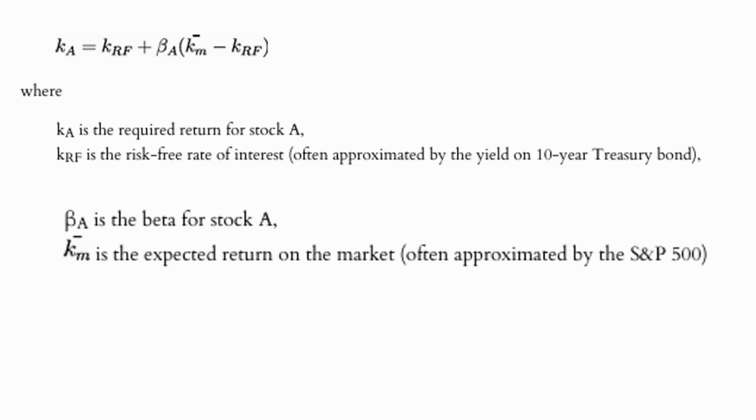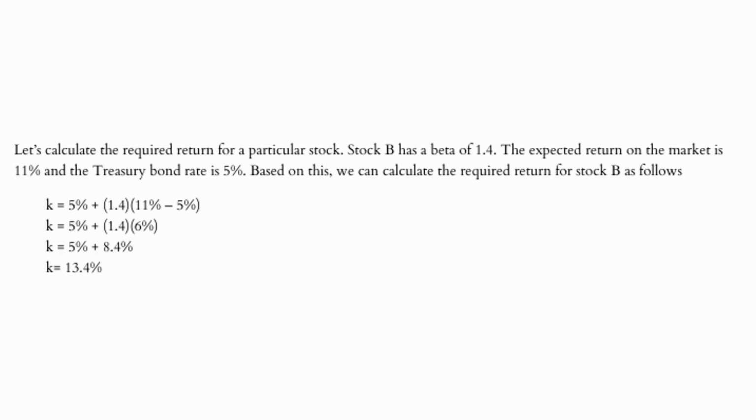The risk-free rate is often approximated by the yield on a 10-year U.S. Treasury, and the expected market return is often approximated by the S&P 500 index. The required return for this stock B, with beta 1.4, expected market return of 11%, and Treasury bond rate of 5%, is 5% plus 1.4 times the difference between 11 and 5%, or 6%. So 5% plus 8.4% is 13.4%.